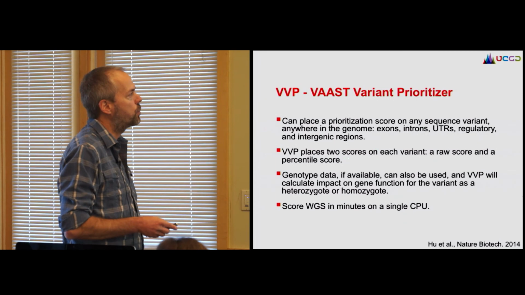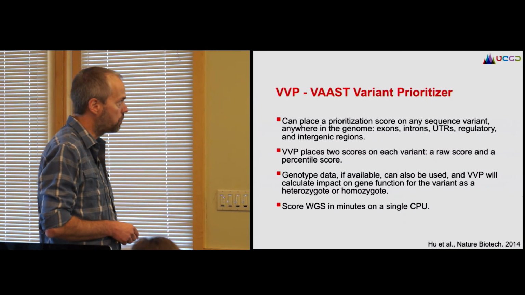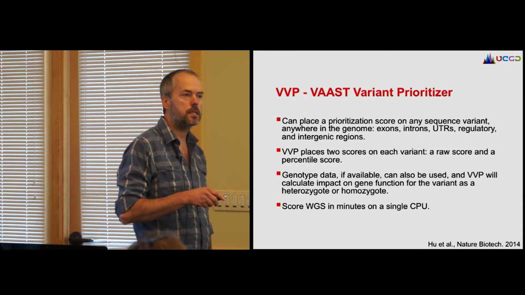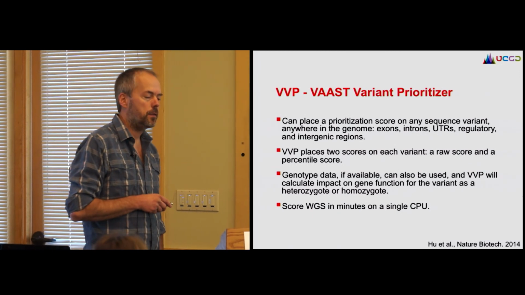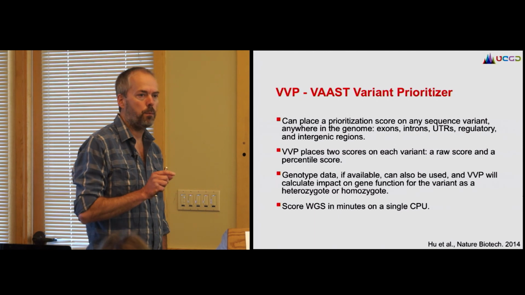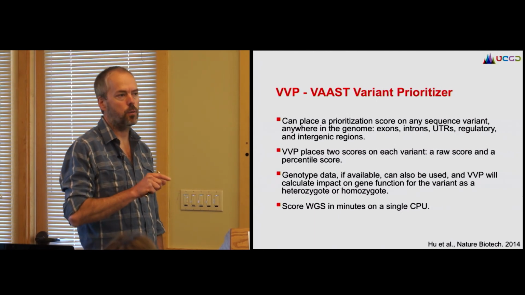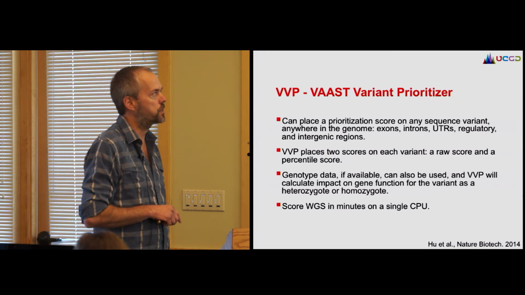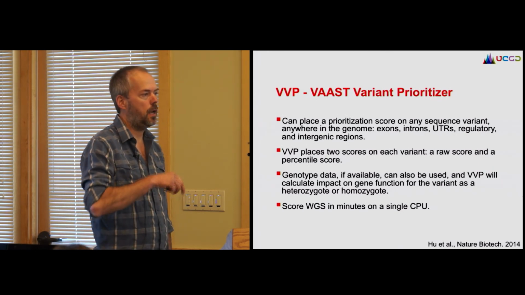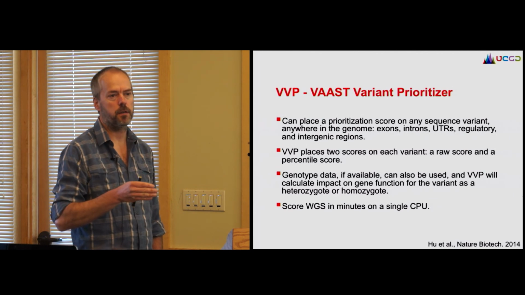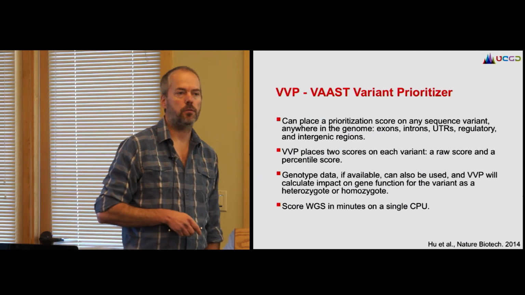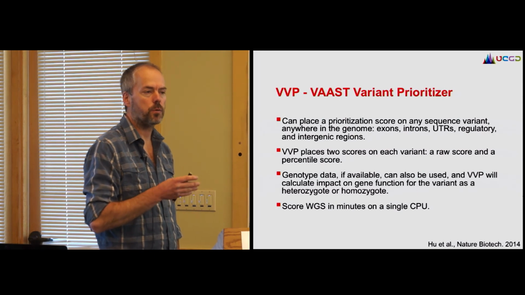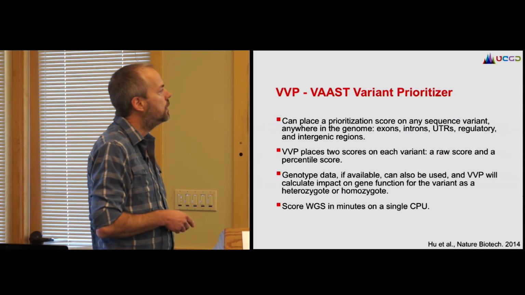It places 2 scores on each variant, a raw score and then a percentile score, which normalizes the score by each gene. So every gene is considered: what's the range of VVP or VAAST scores that we see in this gene, and then where does this particular variant fall in that range of scores. That allows you to compare VVP scores from one gene to the next.